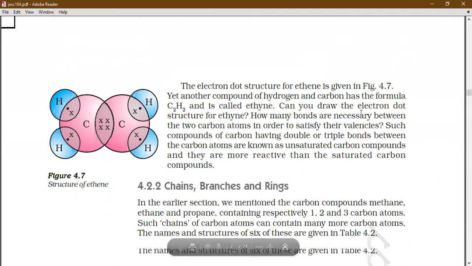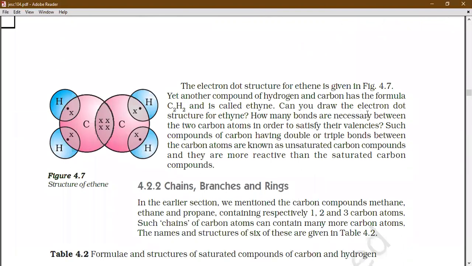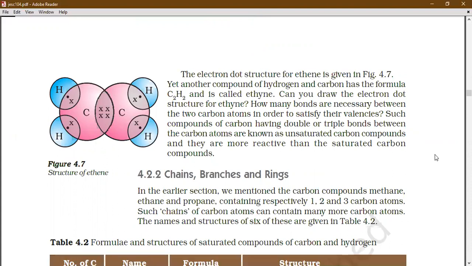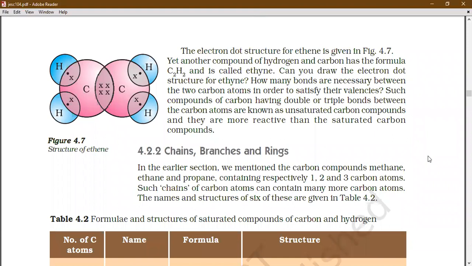Yet another compound of hydrogen and carbon has the formula C2H2 and is called ethyne. Can you draw the electron dot structure for ethyne? How many bonds are necessary between the two carbon atoms in order to satisfy their valencies? Such compounds of carbon having double or triple bonds between the carbon atoms are known as unsaturated carbon compounds. But one thing to note is that they are more reactive than the saturated carbon compounds.